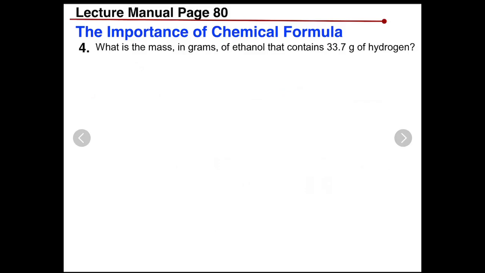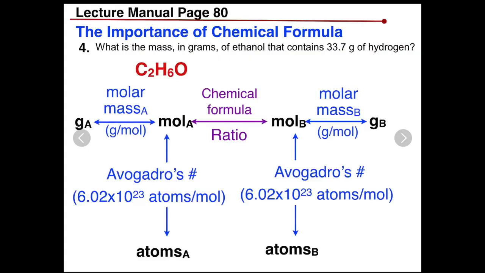All right, so let's take a look at number 4. Number 4 asks us what is the mass in grams of ethanol that contains these many grams of hydrogen atoms. So let's take a look at the roadmap that we saw earlier again. What we know is we start with grams again, but instead of grams of ethanol, it is actually giving us grams of hydrogen. So we are going to start with grams of hydrogen.